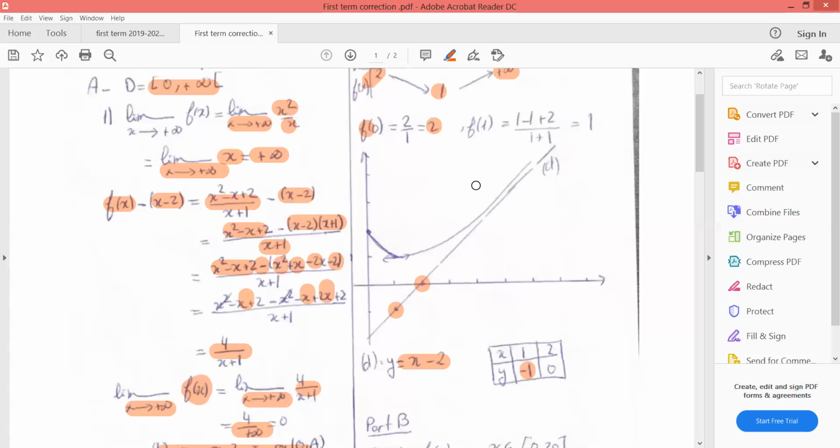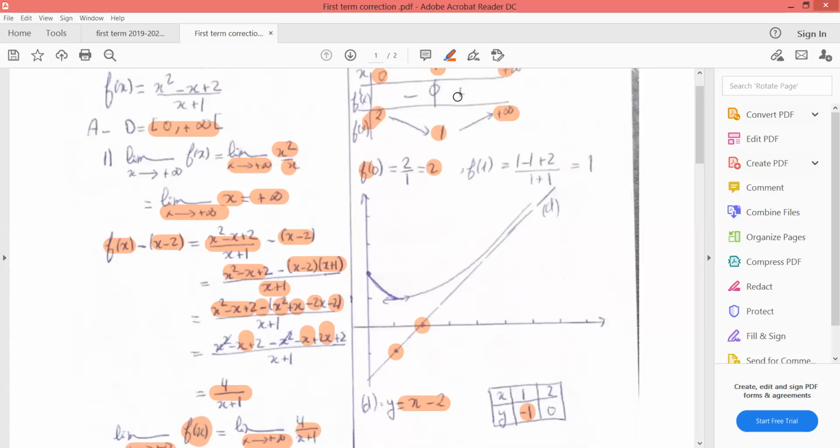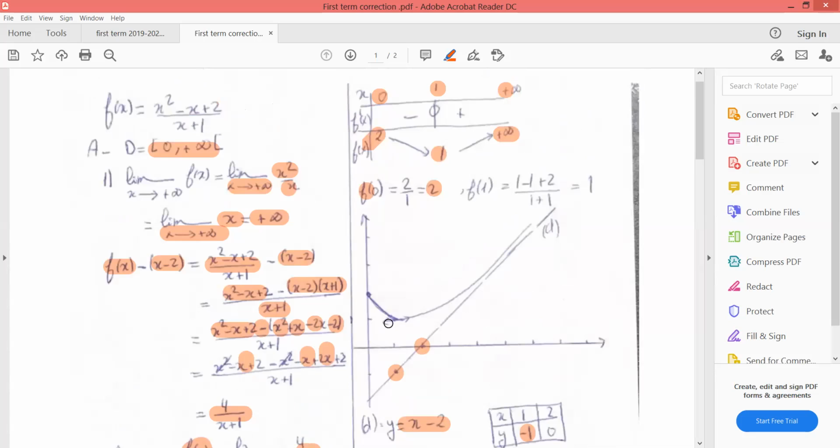Now, we have the minimum, which is 1, 1. This is the minimum point here. According to the table of variation, the curve starts from the point 0, 2, decreases to the minimum, then goes to plus infinity near the oblique asymptote. So far, so good.